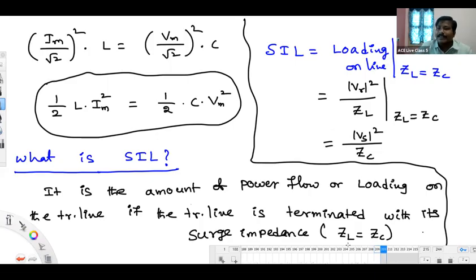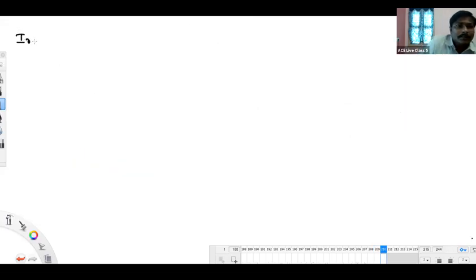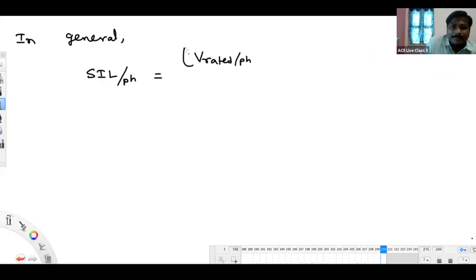Okay. So now in a general way, if you want to write the surge impedance loading, it is simply rated voltage square by surge impedance. In general, surge impedance loading per phase, first I'm writing, will be V rated per phase square by surge impedance. And if you want to get the SIL value in three phase, we have to multiply this with 3. ZC is per phase only. Always surge impedance is measured in per phase manner.